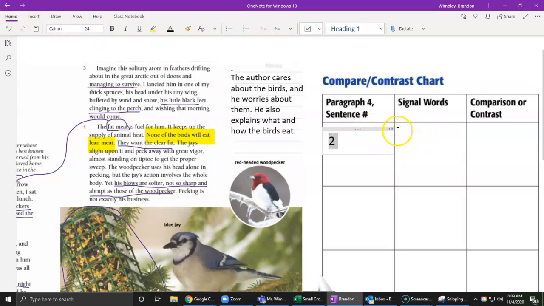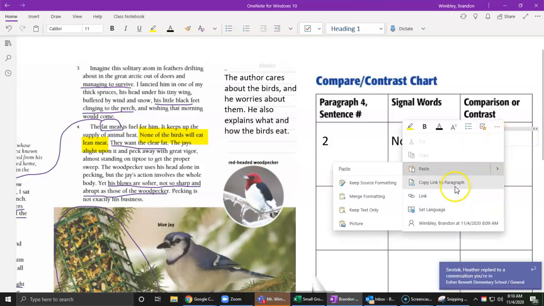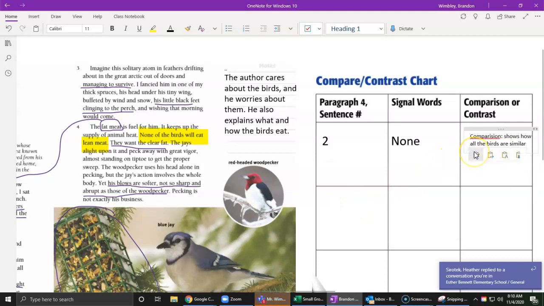And what do we know about paragraph 4? Well, the signal word is none. It's letting me know that this is how they're similar or this is how they're different. So that's what I mean by a signal word. Something that's showing us how they're similar or different. And then is it a comparison or is it a contrast? Well, it's a comparison. And why is it a comparison? It's a comparison because it's showing us how all the birds are similar. So let me add that for us. Here we go. And I'm going to make it bigger, and then I'll worry about correcting that spelling.